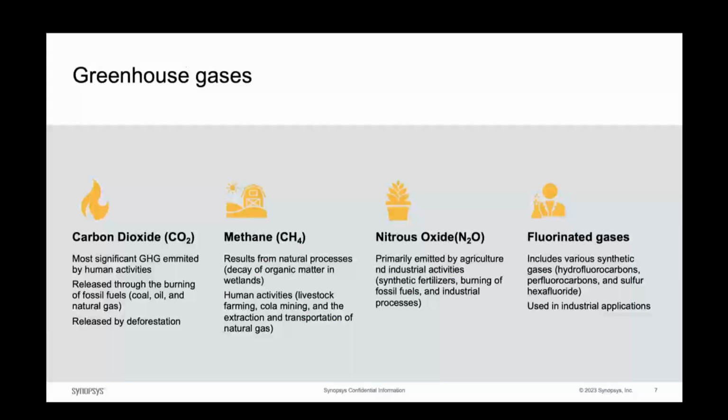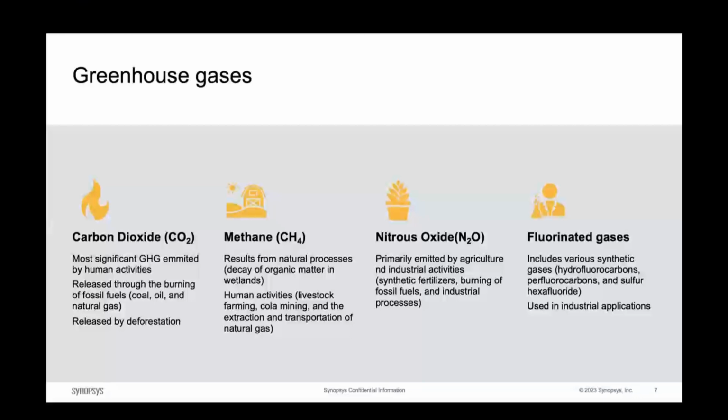For the greenhouse gases, we are talking about four main greenhouse gases. The carbon dioxide, CO2, which is the most significant greenhouse gas emitted by human activities, is released through the burning of fossil fuels, the coal, the oil, and so on, and released by deforestation. And this is very important to remember. It's not only through the burning of fossil fuel, but it's also related to deforestation.